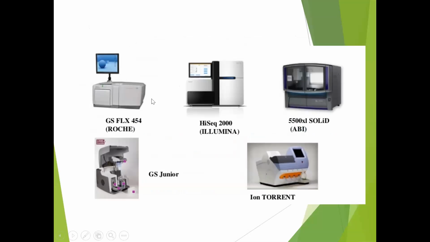There are some pictures which will show the equipment of different next generation sequencers. This is the example 454 GS-FLX from Roche, HiSeq 2000 from Illumina, 5500 XL Solid from ABI, GS Junior, Ion Torrent. These are a few examples of these next generation sequencers. So this is all I wanted to discuss in this DNA sequencing methods.